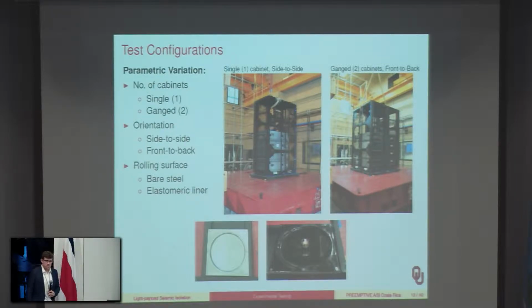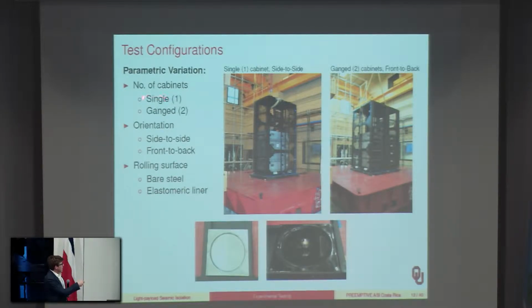Some of the parametric variation that we're looking at was the number of cabinets. The typical testing configuration for qualification purposes would be using a single cabinet. But as I showed in the original slides, a lot of times these are chained out and you'll have 10 cabinets strung out on a single system. So we wanted to look at that. Unfortunately, we only went up to two. I guess two is bigger than one, but we'll get there eventually.